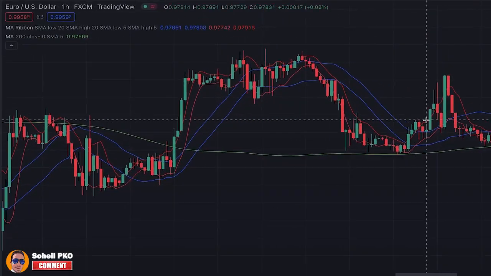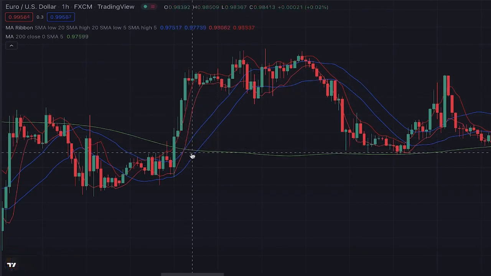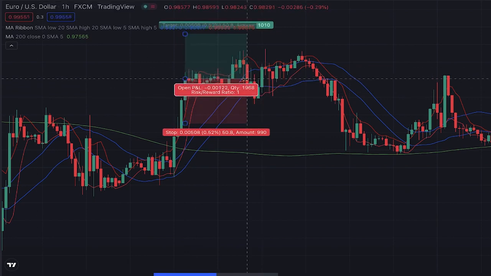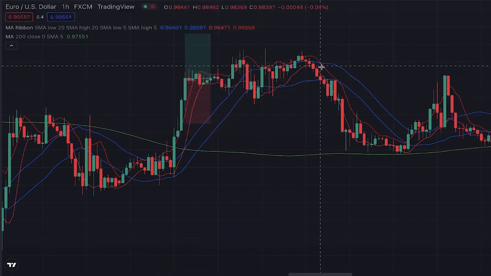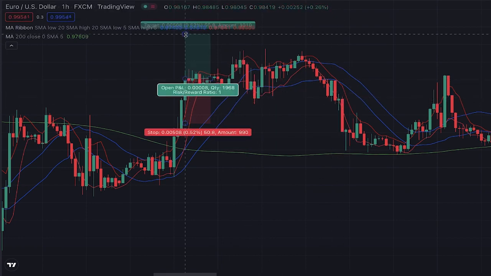Here at this point, you can see that the red channel is totally crossed above the blue channel with its candle forming here, and the price is also above our green moving average. So we could enter a long position here. But if you pay attention, shortly after this, the red channel crossed below the blue channel here. So we should close our position at this level, ending with this much of a loss.